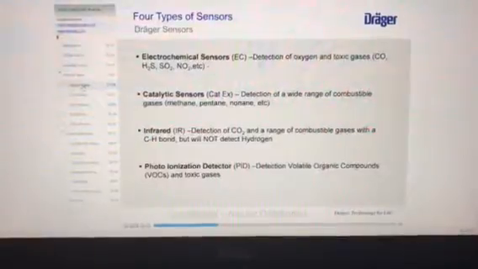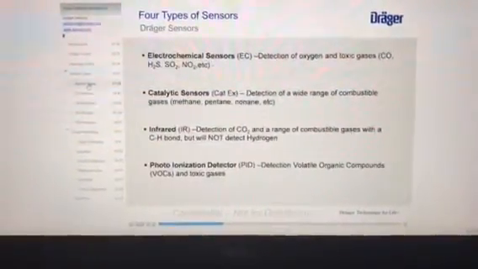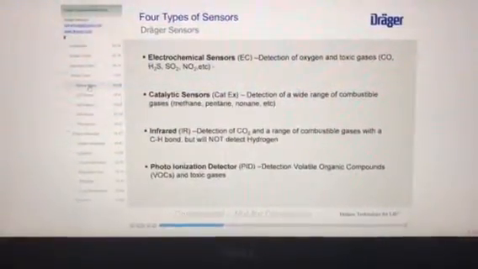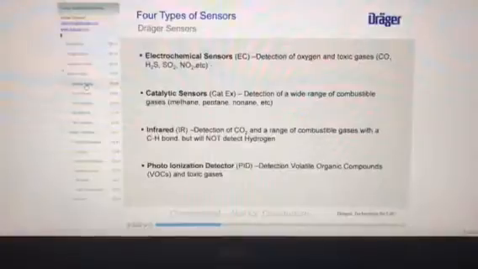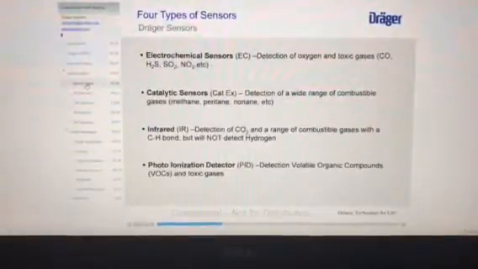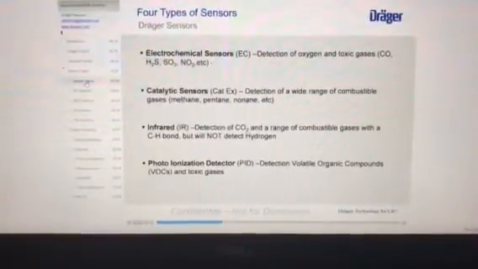An infrared or IR sensor measures trace gases by determining the absorption of an emitted infrared light source through a certain air sample. These types of sensors are used for detecting carbon dioxide and a wide range of combustible gases.